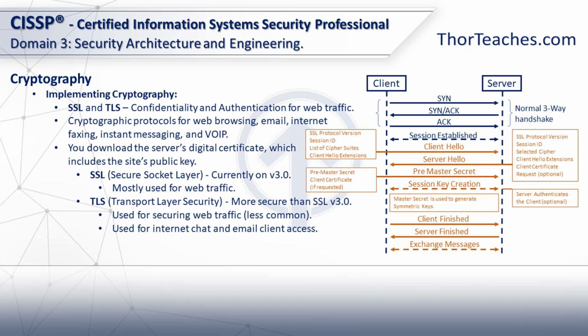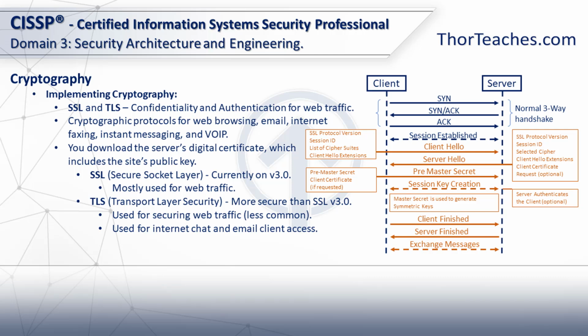We have looked at TLS and SSL before. This is how we provide the confidentiality and authentication for our web traffic. And we use those for most of the things we do online: web browsing, email, internet faxing, IMs, voice over IP. And you download the digital certificate from that site, which includes the server's public key. And since it uses TCP, you can see the normal TCP 3-way handshake over here on the right. SYN, SYN-ACK, ACK. At that point, the session is established.